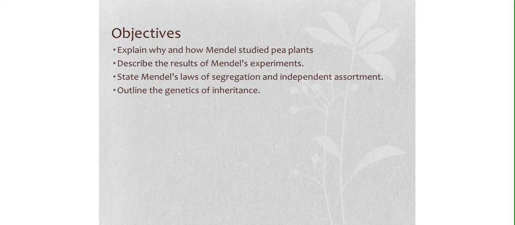All right. At the end of this video, you should be able to explain why and how Mendel studied pea plants, describe the results of Mendel's experiments, state Mendel's laws of segregation and independent assortment, and then finally outline the genetics of inheritance. So more towards the end of this video, you'll probably find it interesting.